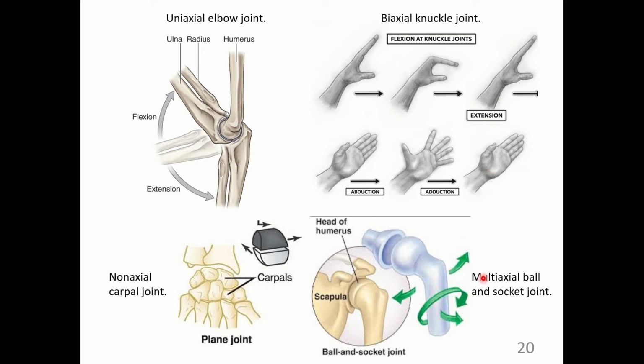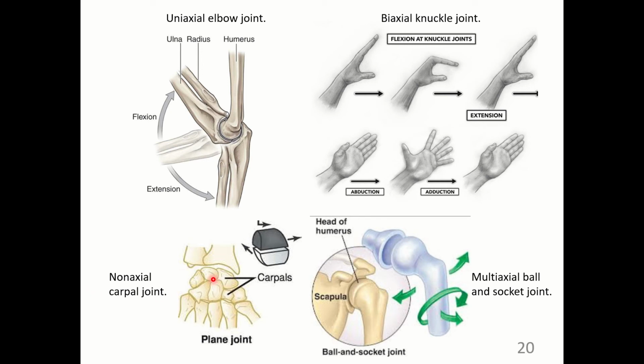Let me show a multi-axial joint. This is the ball and socket of the shoulder. So the head of the humerus fits into what's called the glenoid cavity of the scapula here. And it can move in all planes. So it can draw a circle in space called circumduction. So it moves in the sagittal, frontal, horizontal, and even the oblique planes.